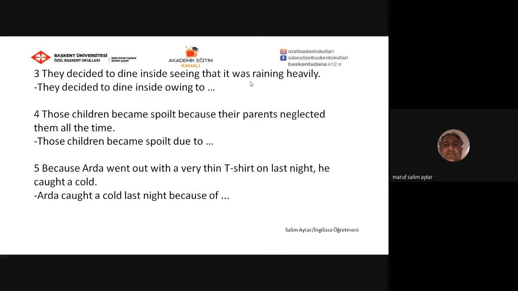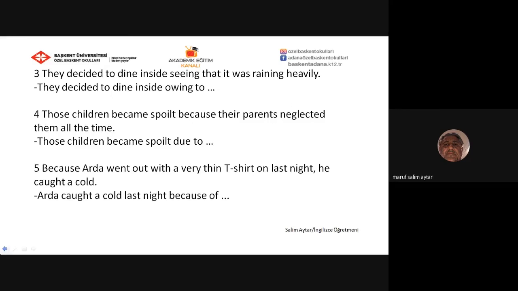4. Those children became spoiled because their parents neglected them all the time, because their parents didn't pay enough attention to them. So those children became spoiled due to what? Can you make it into a noun? Due to their parents. Can you make it into a noun, please?